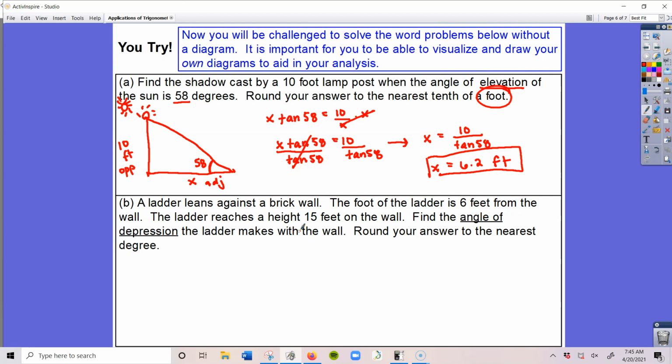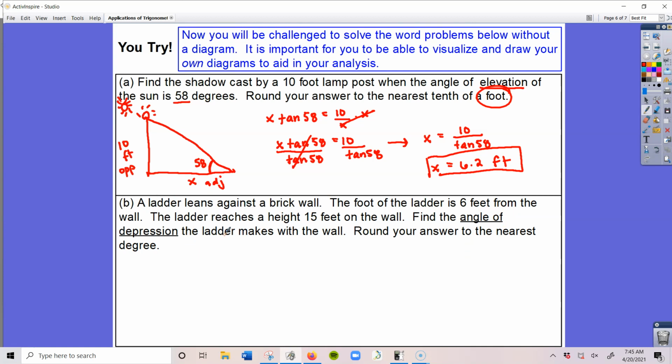Let's look at this other one here. It says, a ladder leans against a brick wall. The foot of the ladder is 6 feet from the wall. The ladder reaches a height of 15 feet on the wall. Find the angle of depression the ladder makes with the wall. Round your answer to the nearest degree.